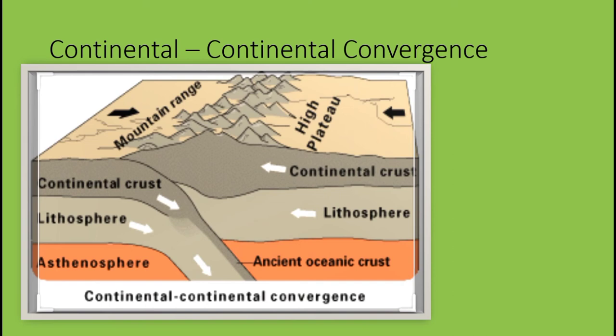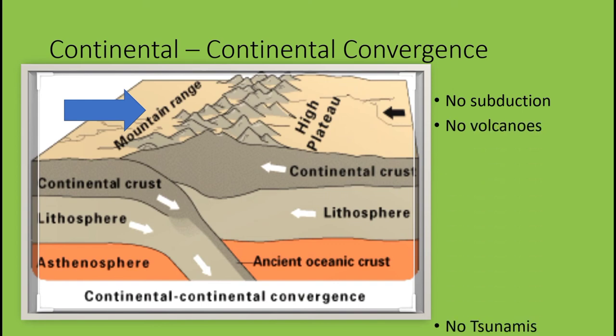Let's move on. Converging continental crusts or plates result in a collision zone, which could cause shallow earthquakes. At that place, a fault or crack is formed. This type of convergence will cause no subduction since the two plates have the same densities. There would be no volcanoes formed, no tsunamis. It will only result in a group of high landforms that we call mountain ranges.